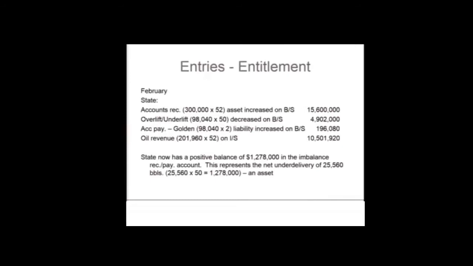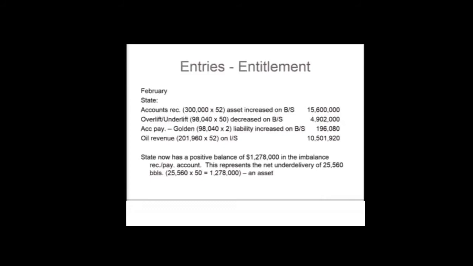There's a $2 difference between when this over-under occurred, or last month when I actually underlifted. Now I'm overlifting. So when I underlifted it, it was at 50. I'm overlifting some of that back. When it's 52, I've got to pay a $2 price difference. So I've got a liability increased on my balance sheet, an account payable. I have to pay Golden that $2 price difference.